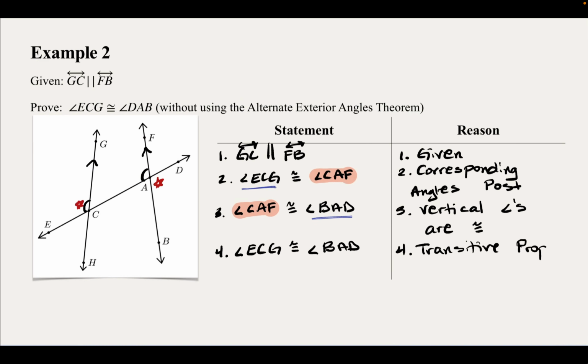Essentially what I did in this proof is I proved that the alternate exterior angles theorem is true. If I asked you to prove the theorem is true, this is what you would do. You start off with the if part of the statement and you prove the then part of the statement. So I couldn't use exterior angles theorem because that is what I was trying to prove.